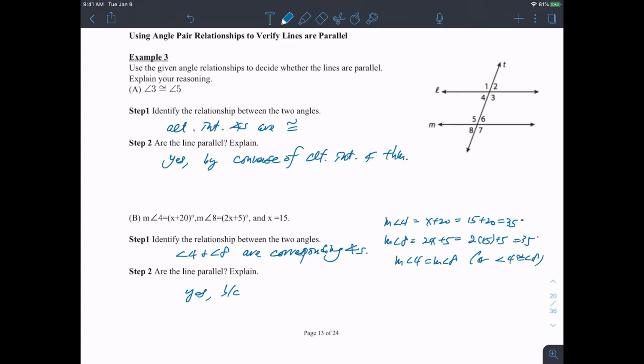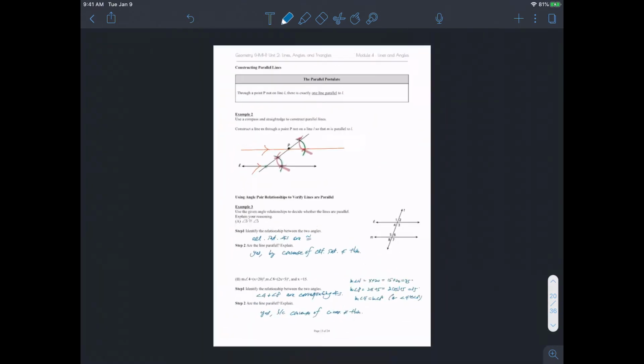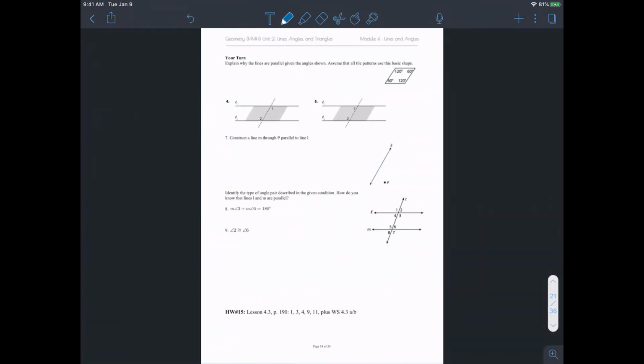All right. Are they parallel? Yes, because of the converse of corresponding angle theorem. Because the corresponding angles are congruent, that means that lines that are cut by the transversal must be parallel. All right, guys. So this is the your turn portion of this particular lesson. Why don't you pause the video and try this on your own.